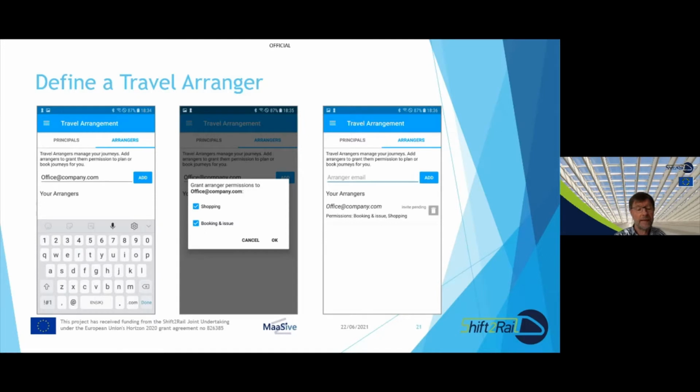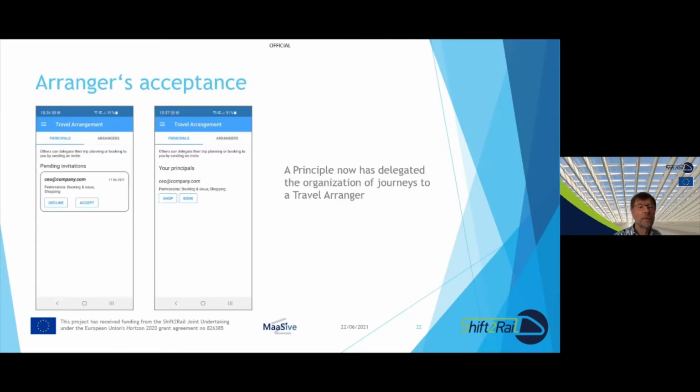On the next slide, we will see the arranger's view. First of all, he can decline or accept the wish and the invitation of the principal. Once he has accepted this, he can arrange trips for the CEO in this case, and he can see as well the permissions that he has been granted.